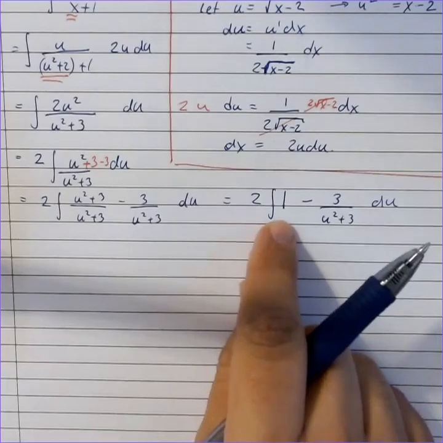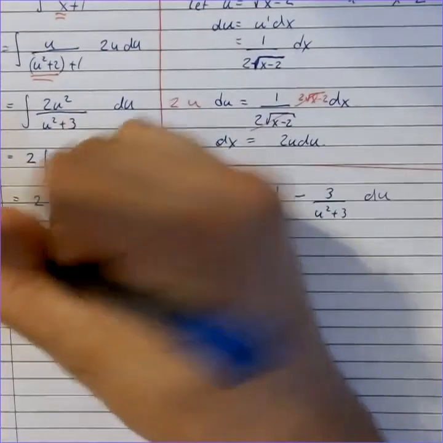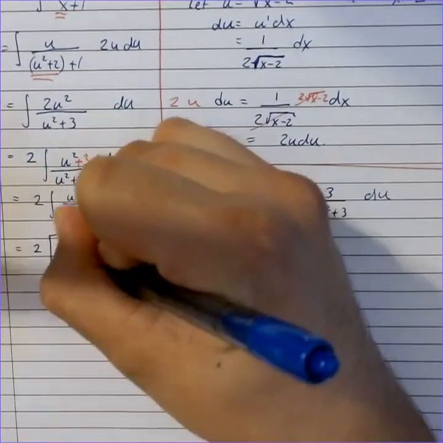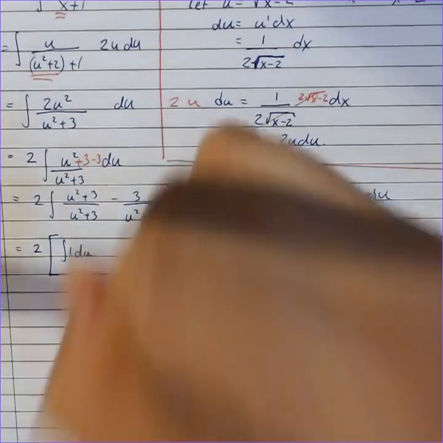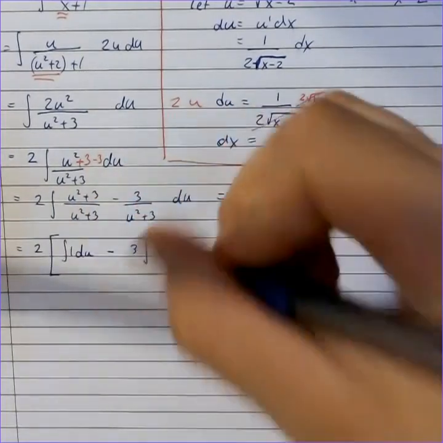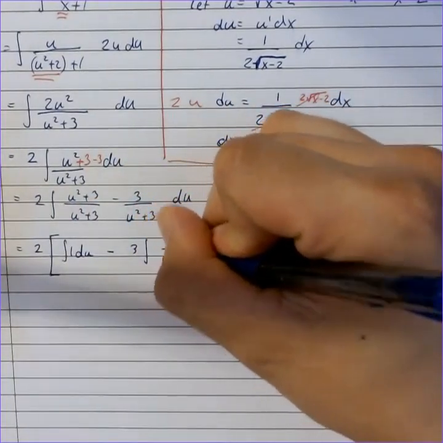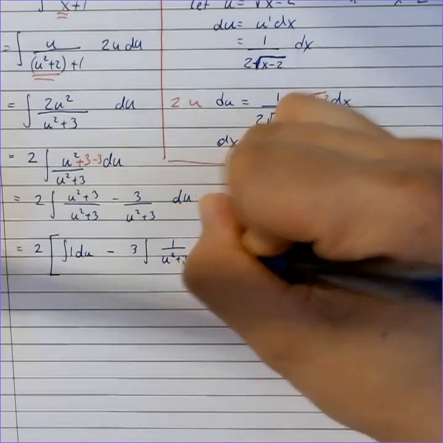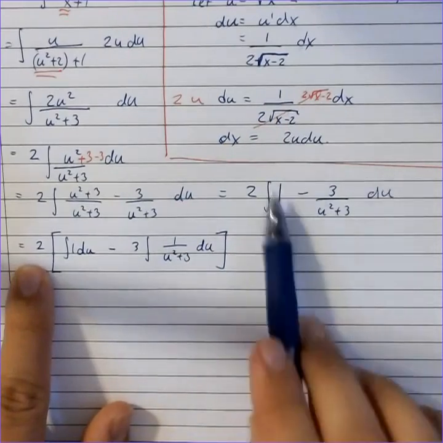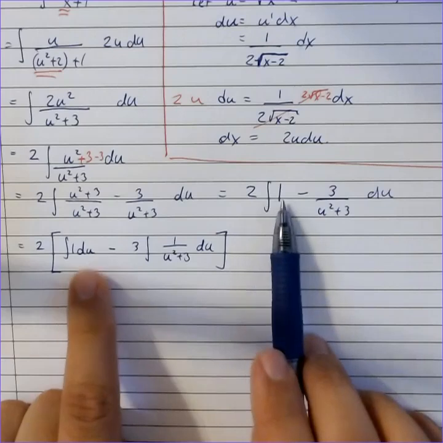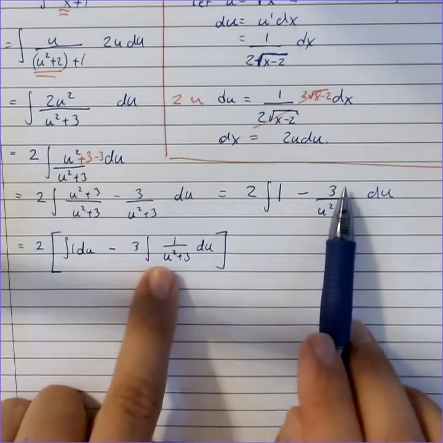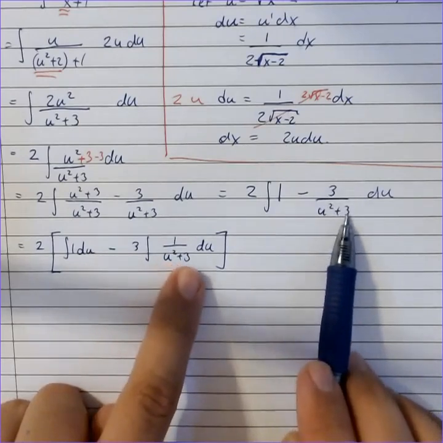Hey, look, the integral of 1 du. Here, let me even write it as two separate things. That's going to be 2 times the integral of 1 du minus, that 3 is a constant, I can factor it out, the integral of 1 over u squared plus 3 du. 2 times that whole thing, which is the integral of 1 du minus 3 times the integral of 1 over u squared plus 3.